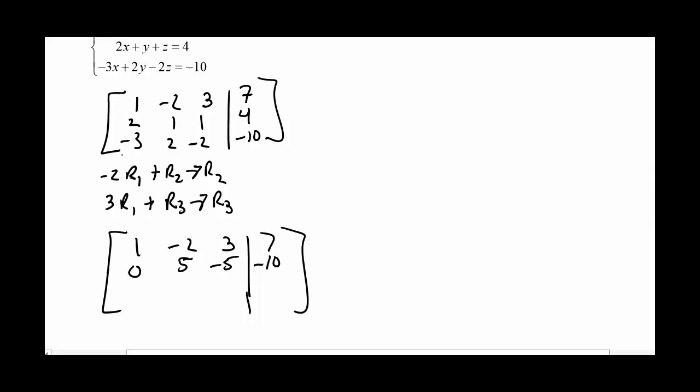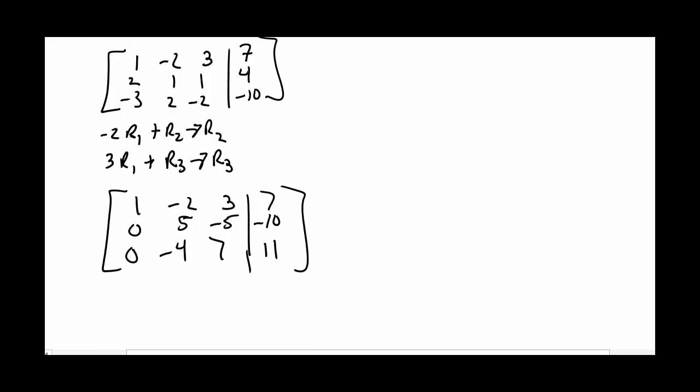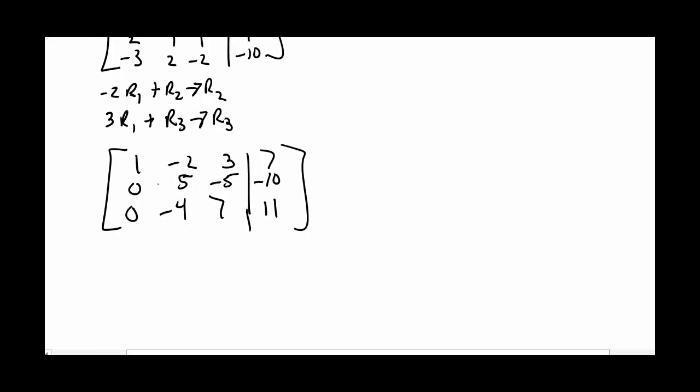And then for 3 times row 1, I have 3 times 1 minus 3, so 0. Negative 6 plus 2 is negative 4. Let's see, 9 minus 2 is 7. 21 minus 10, that's 11. Okay, so my next goal, I'll scroll down here, is I need that 5 in the dead center to say 1. So I'm going to multiply everything in that row by 1/5. So 1/5 row 2 in for row 2.